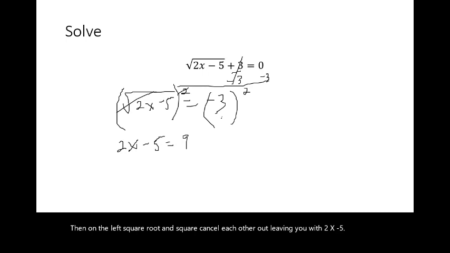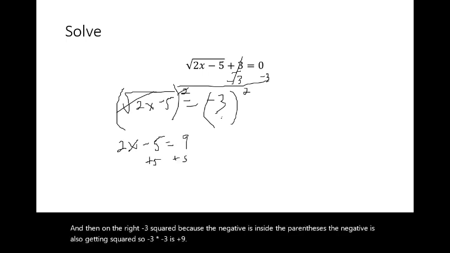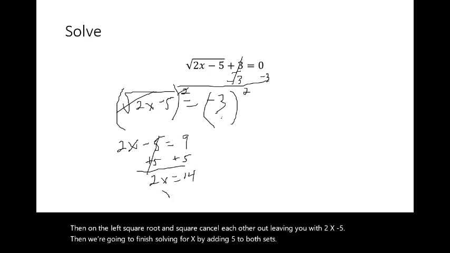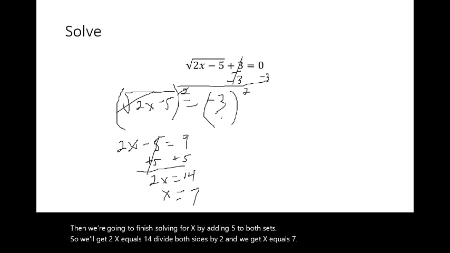Then we're going to finish solving for x by adding 5 to both sides. So we'll get 2x equals 14. Divide both sides by 2, and we get x equals 7. Now, before we move on, we do need to check our answer. So I'm going to check my answer by plugging 7 back into the original equation in for where you see an x. So I have the square root of 2 times 7 minus 5 plus 3. We're going to see if that equals 0.